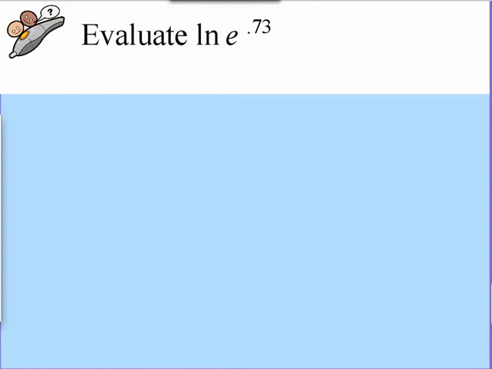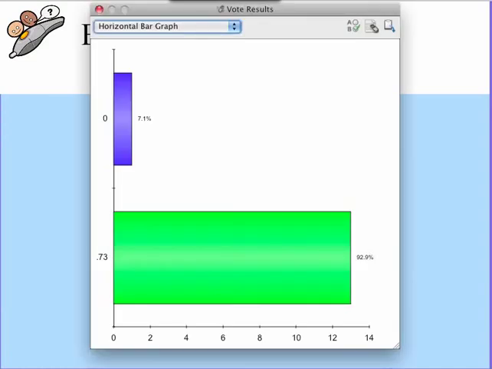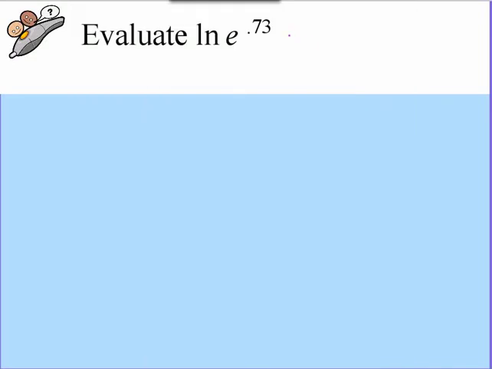I think some of you had the benefit of your calculator. It's 0.73 is your answer. The reason why it's 0.73 is that those are inverse operations. They undo each other. That's your answer. So you should have been able to look at that and say, oh, that's 0.73.